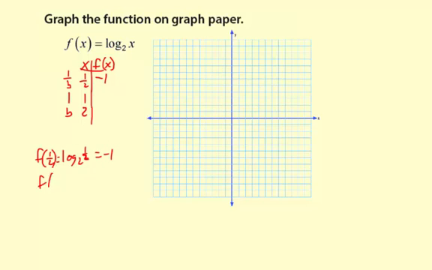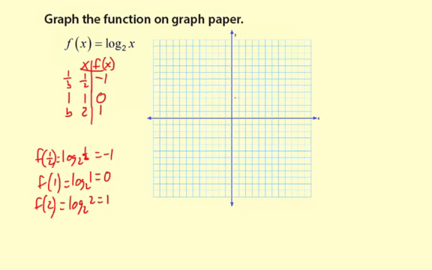Next input, f(1), log base 2 of 1. That's 2 to what power makes 1? That's 0. So 0 goes here. Then f(2) is log base 2 of 2. So 2 to what power makes 2? Well, that's 1. So 1 is our output.